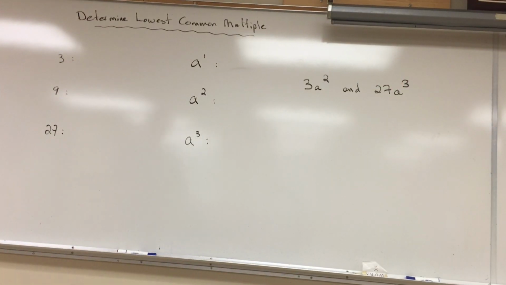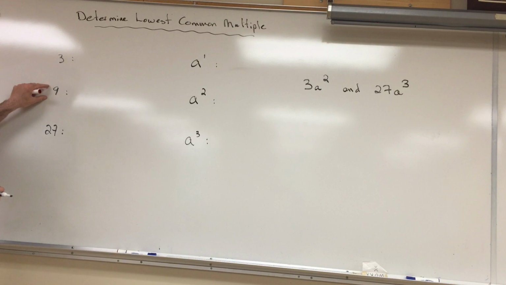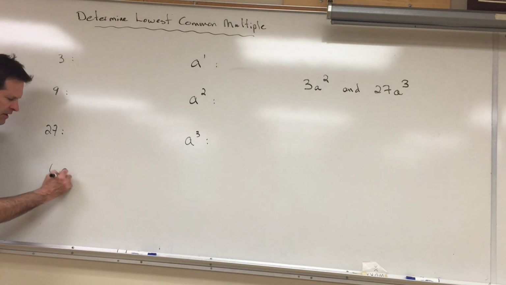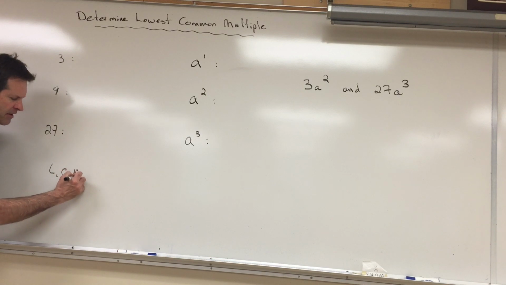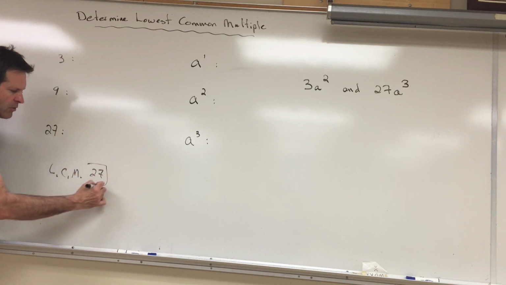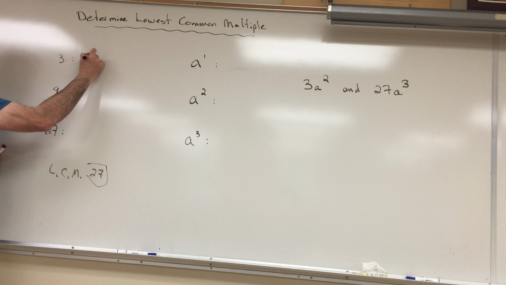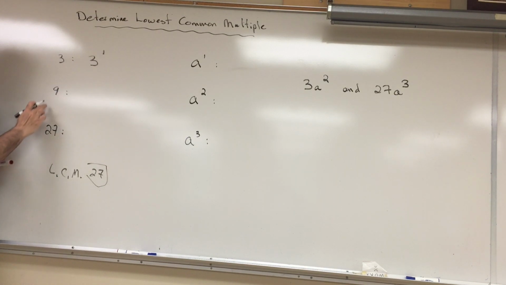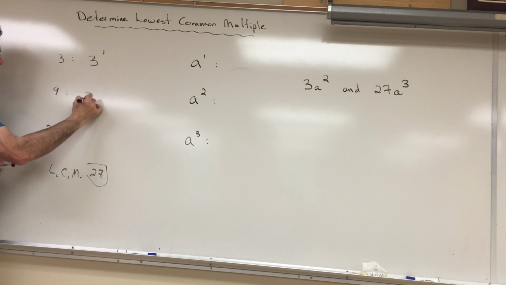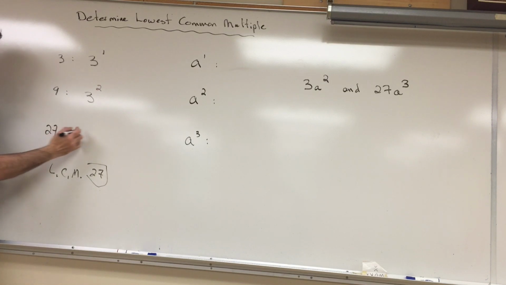Now how about these ones? Between 3, 9, and 27. Well, the lowest common multiple is actually going to be 27. It's the lowest number that all 3 of these divide evenly into. But if you look at these numbers, you can write them a little differently. 3 can be written as 3 to the power of 1. 9 can be written as 3 to the power of 2. And 27 can be written as 3 to the power of 3.